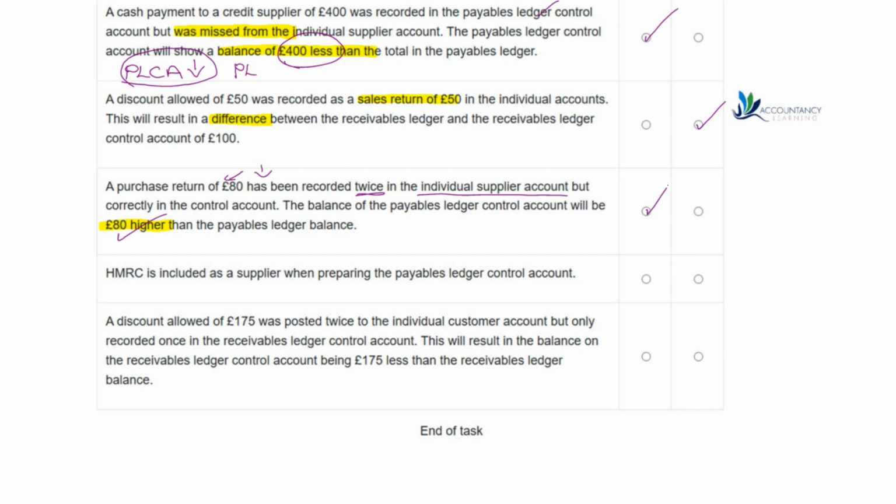HMRC is included as a supplier when preparing the payables ledger control account. This is false. The HMRC liability is recorded in separate accounts.